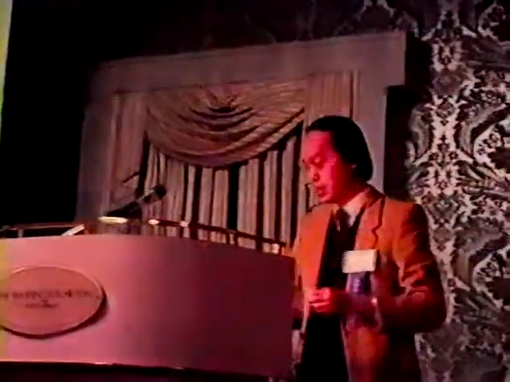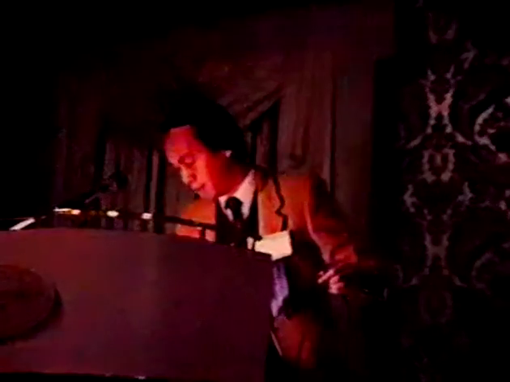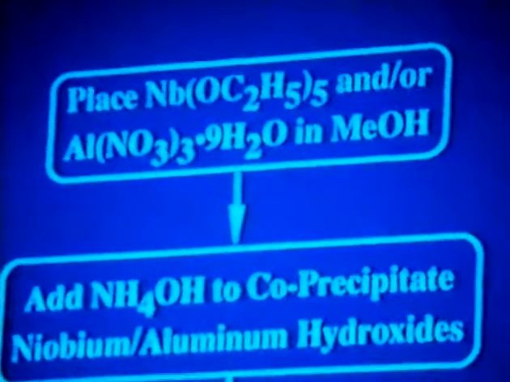In the last couple of years, we have been interested in the acidic properties of multi-component oxides. And this morning, I would like to talk about the system consisting of niobium and alumina. I would like to start by presenting some results on the preparation of bulk mixed oxides consisting of these two components, which were prepared by a standard co-precipitation technique.